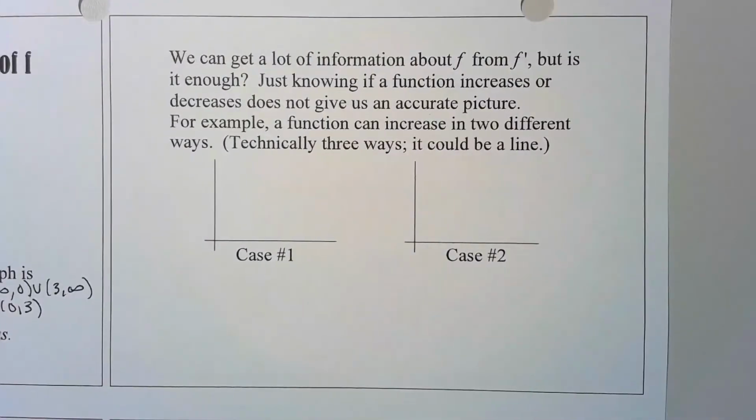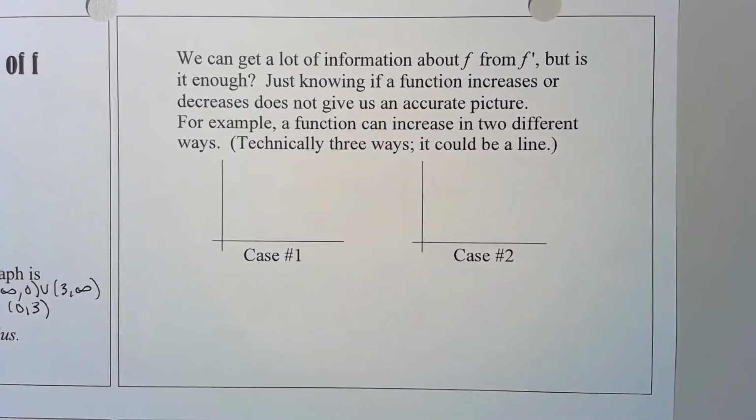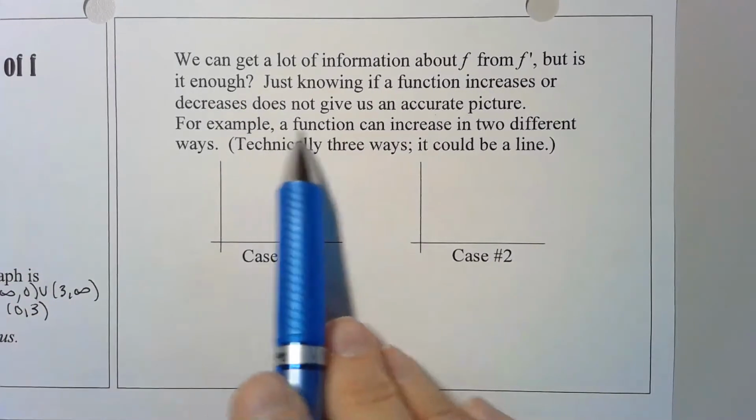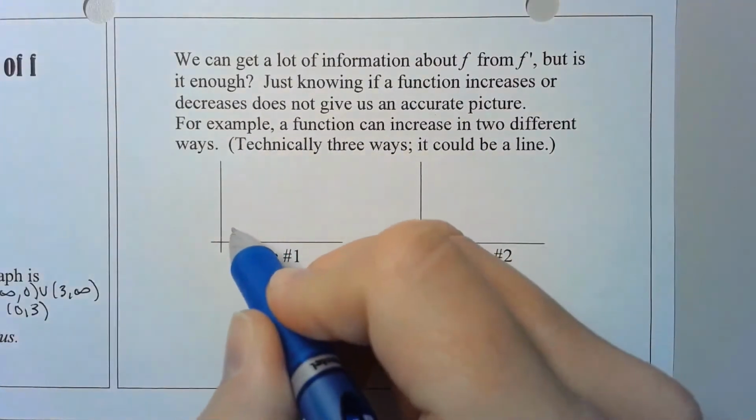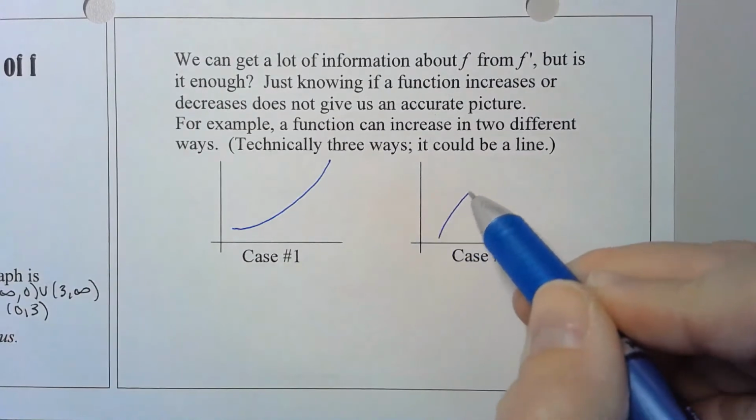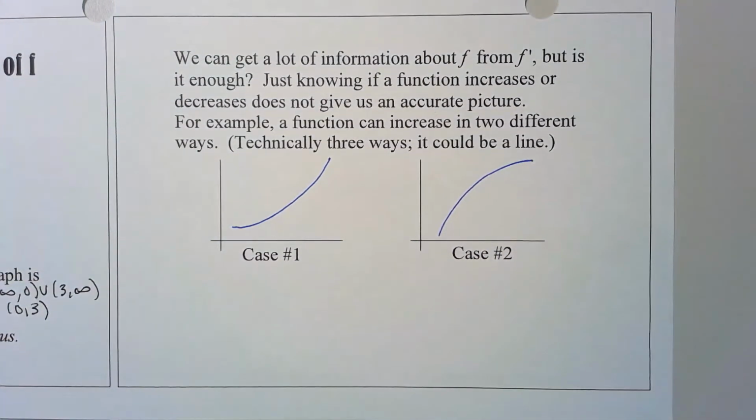So that leads us into what we're going to talk about today. Yes, we can get a lot of information about the original from f prime, but it is not enough. If I know that a graph is increasing, it still doesn't tell me what the graph looks like. Because if a graph is increasing, it could be a line. By the way, if it's a line, we're not using calculus to graph it. But if it's a curve, it can increase in two different ways, right? We could look like this, or we could look like this.